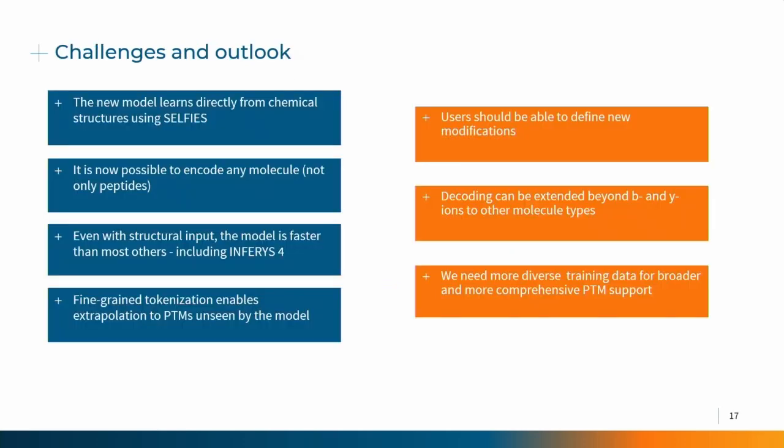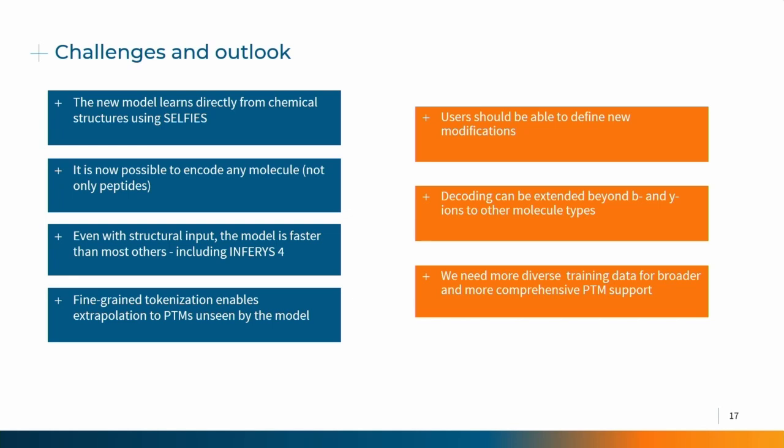So what did we achieve with this research? We have a new model that can directly learn from chemical structures using SELFIES. This also means that we don't have to encode only peptides, but can now encode any molecular structure using the new model. And even though we deal with chemical motifs in the input, we are still faster than other fragmentation models, including INFERYS 4.